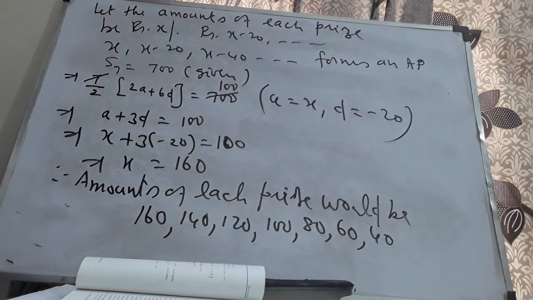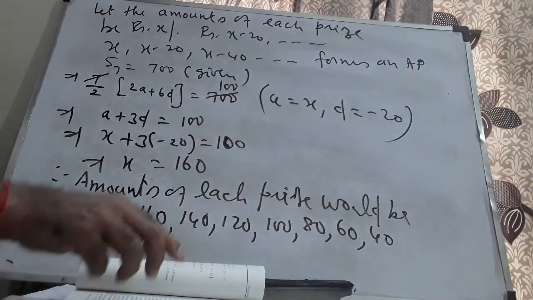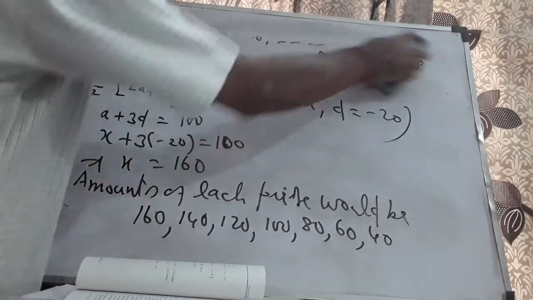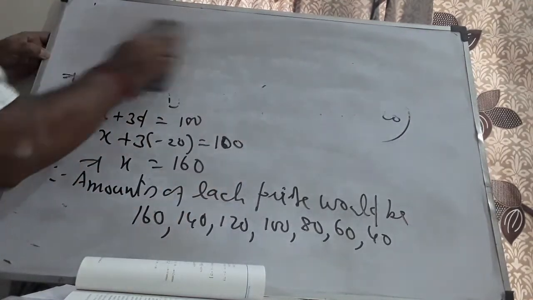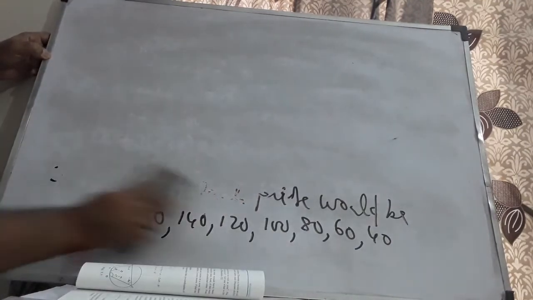160, 140, 120, 100, 80, 60, 40. That is 1, 2, 3, 4, 5, 6, 7. Seven such prizes are there, and the total is 700. You can check that the sum of these values is 700. The total amount available is rupees 700, and you can check that anyway.